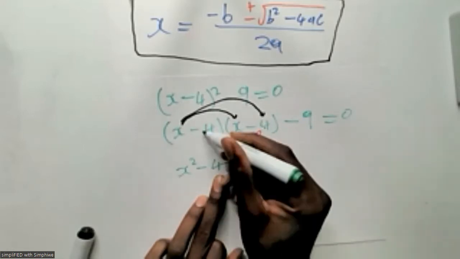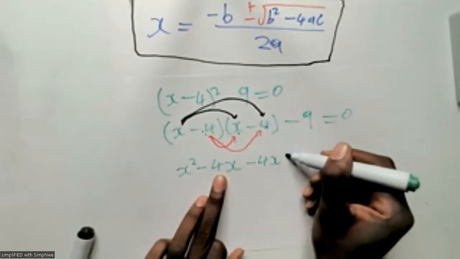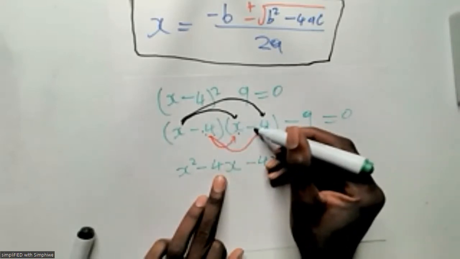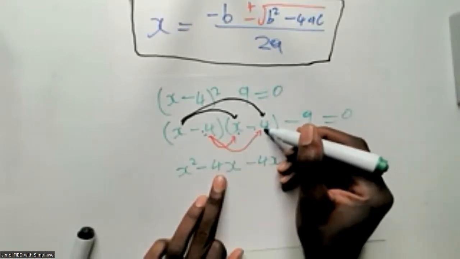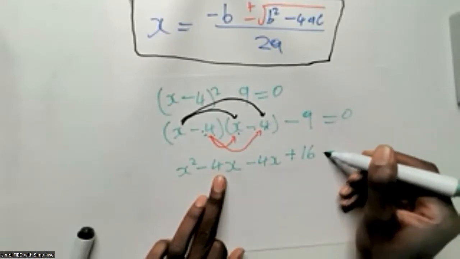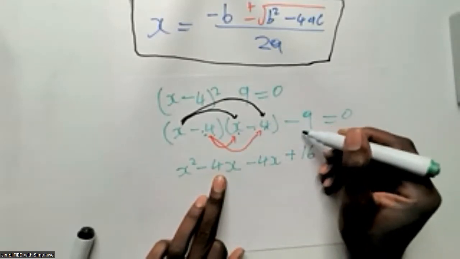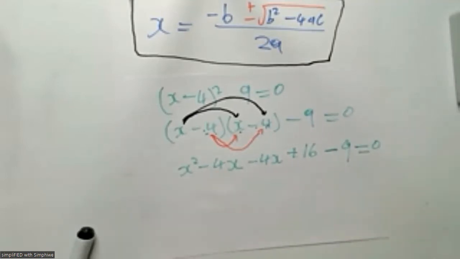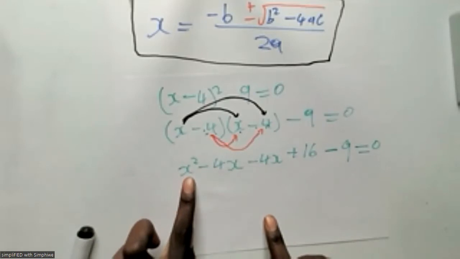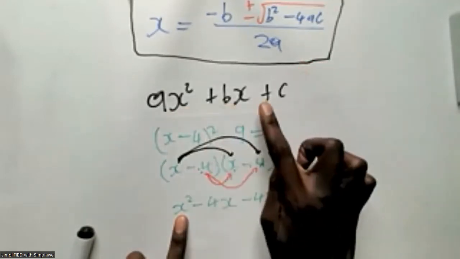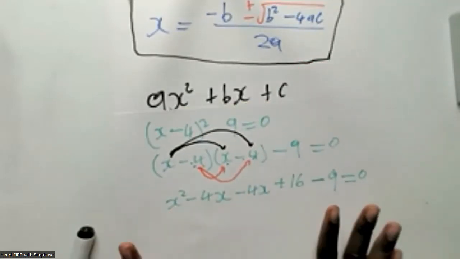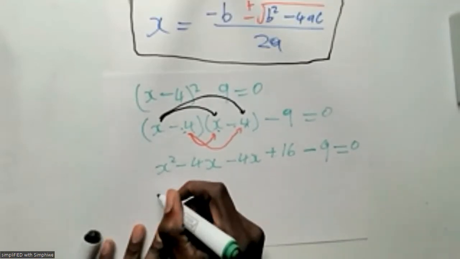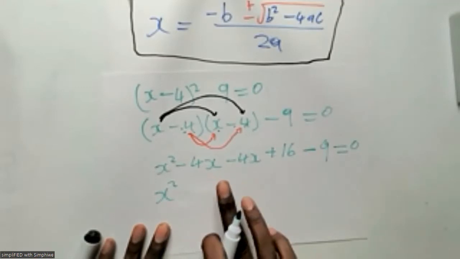Minus 4 times x is minus 4x. Minus 4 times minus 4 is positive 16, because negative times negative is a positive. So minus 4 times minus 4 is plus 16. Minus 9, the one we still had there, is equal to 0. So you can see it's building up. It has an x squared, but we can still simplify it further, because you can see we're getting somewhere.